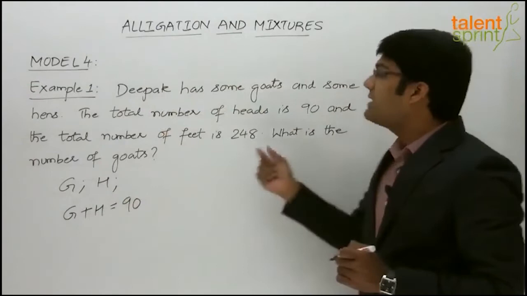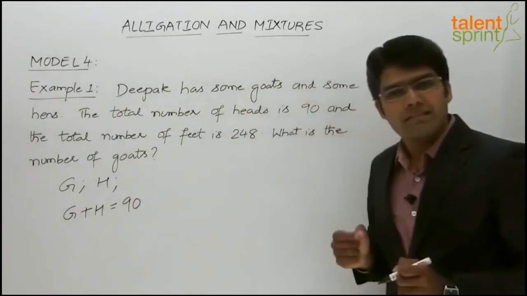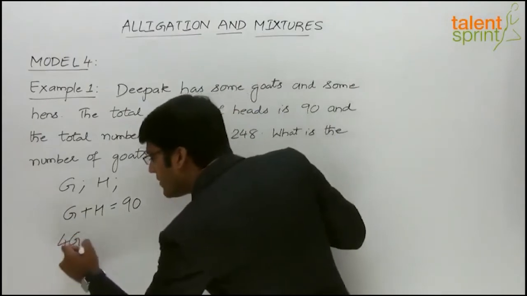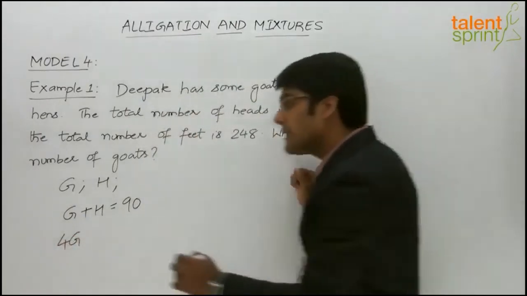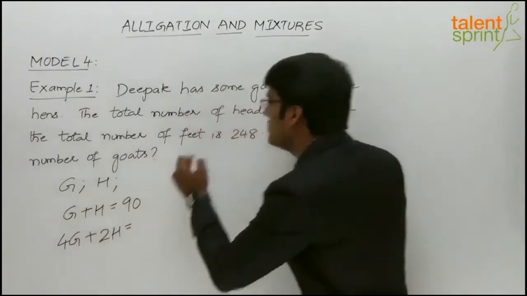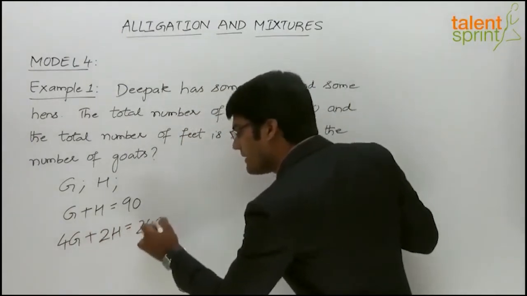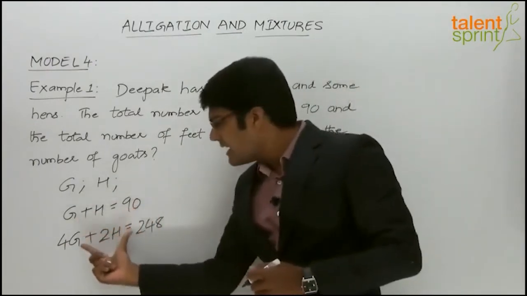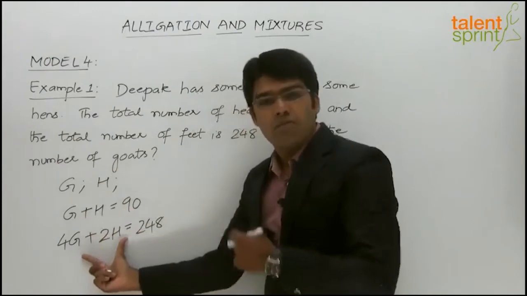And we also know that the total number of feet is 248. Now each goat has got 4 feet. So for the goats there will be 4G, plus each hen has got 2 feet. So 2H will be equal to 248. So we have got one equation which is the total number of heads of goats and hens, and the second one is about the total number of feet.